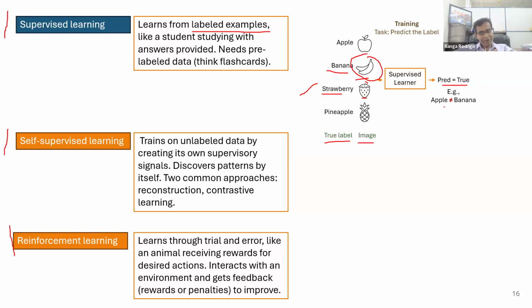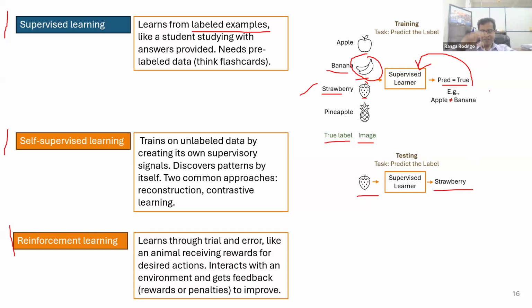If it does not predict properly, then we let that loss affect the learner and change its parameters so that it learns it correctly. Next time, it will produce a correct output. So this is the training phase. After training is over, we come to the testing phase and we give it an image like a strawberry, then it has to say that it's a strawberry. So we have the training phase and the testing phase. Yeah. That's about supervised learning.